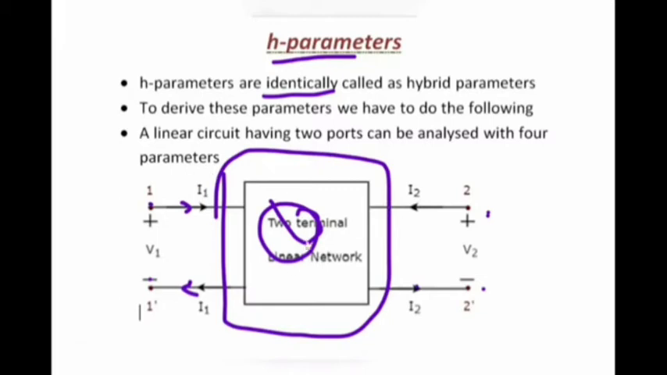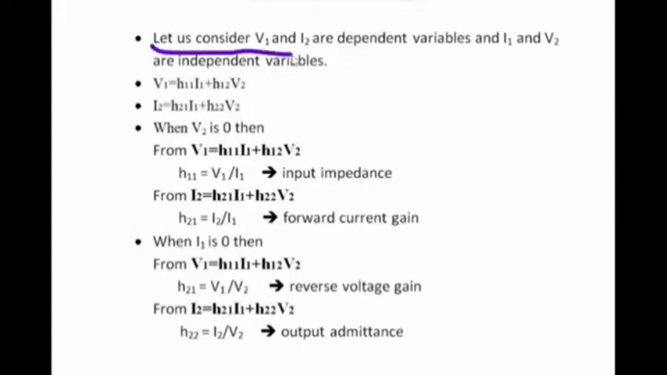So if we derive some mathematical formulas or equations for these two port networks, which are hybrid parameters, then we will get different parameters about these two port networks. Let us see what they are. Let us consider V1 and I2 as dependent variables, that is, input voltage and output current are dependent variables, and input current and output voltage are independent variables. With these two independent variables we can derive the two dependent variables.